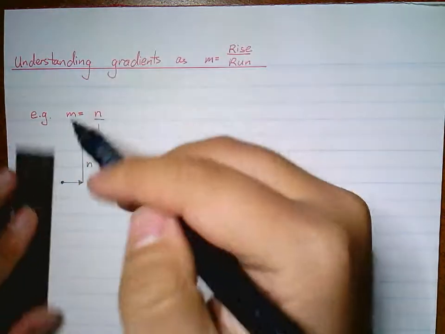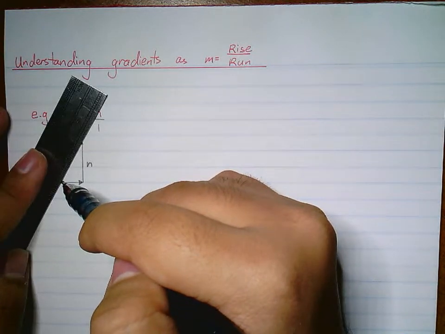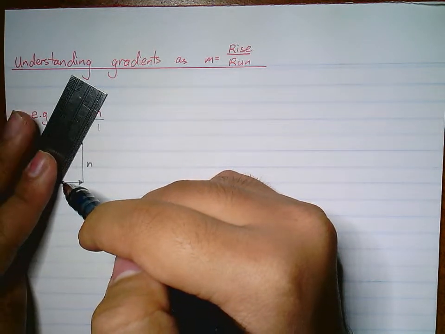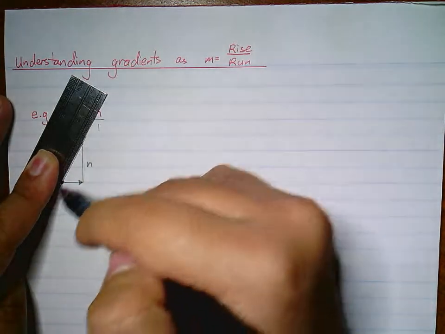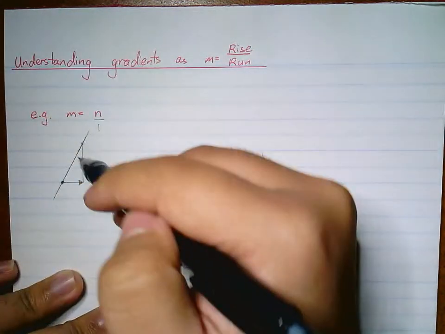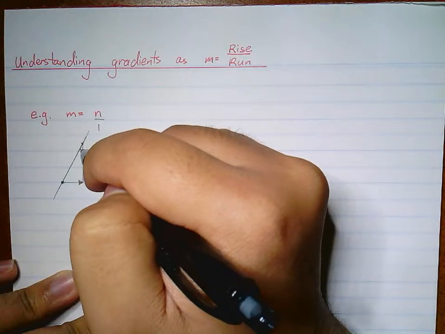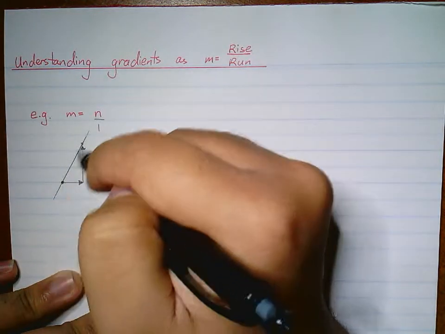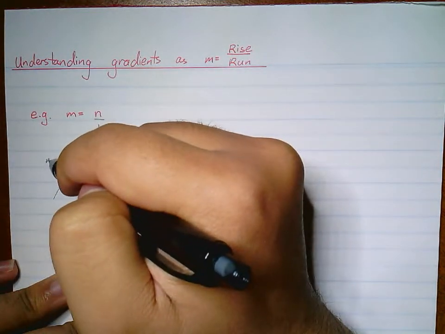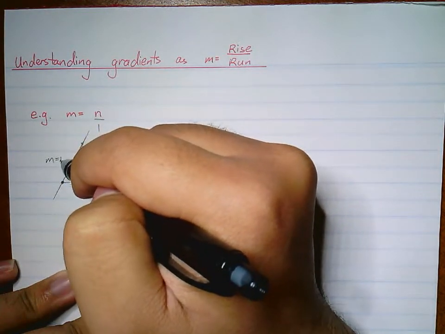So the gradient from this point to that point, okay, so that gradient that I just drew there, not these arrows, so from here to here is a gradient of n.